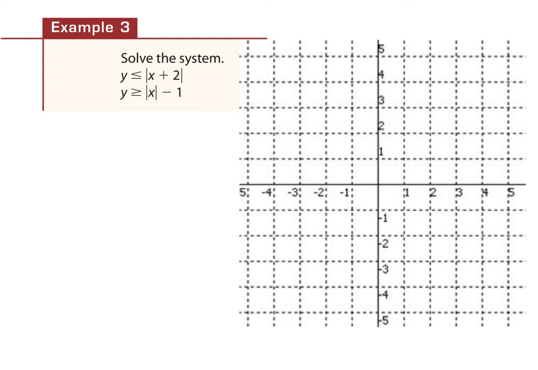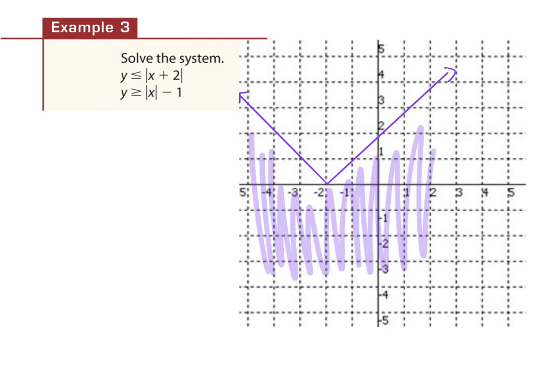And then I'm going to decide, is it solid or dashed? In this case, it's solid. And then how do I shade it? In this case, below. So I'm going to look at that V, and I'm going to shade below that V. And so this guy is going to shade everything down here.